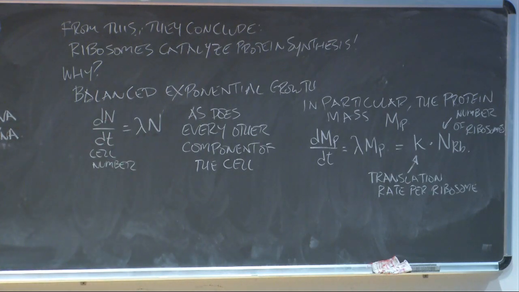Okay, and so by translation rate, I mean these ribosomes are putting together, say, 20 amino acids per second per ribosome. And that's where this mass accumulation is coming from.